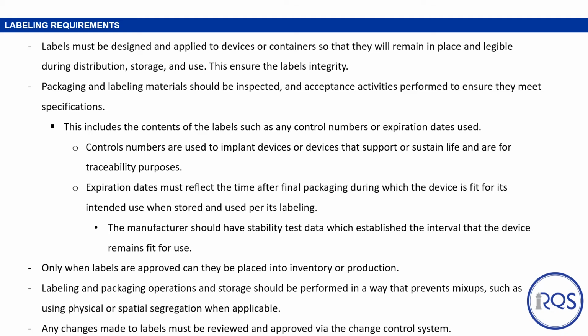Only when labels are approved can they be placed into inventory for production. Labeling and packaging operations and storage should be performed in a way that prevents mix-ups, such as using physical or spatial segregation when applicable. Because labeling is part of the DHF, any changes to labels must be reviewed and approved by the change control system. When making changes to the aspects of a device, a review to see if any labeling materials are impacted must be performed.